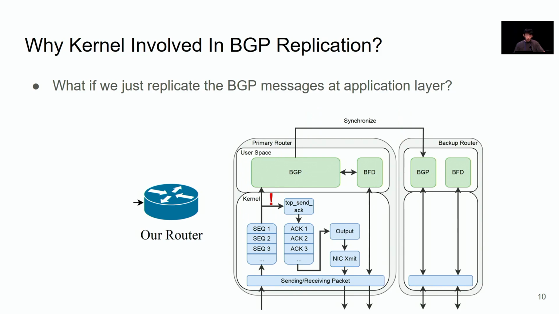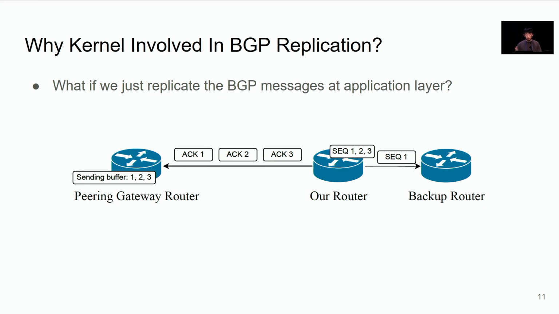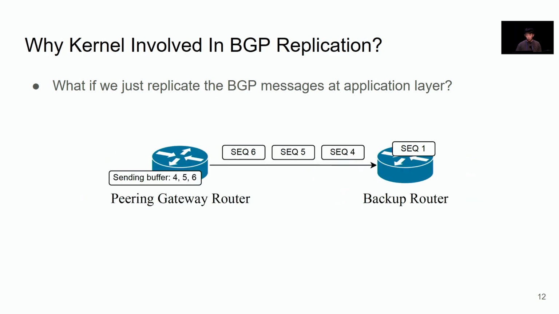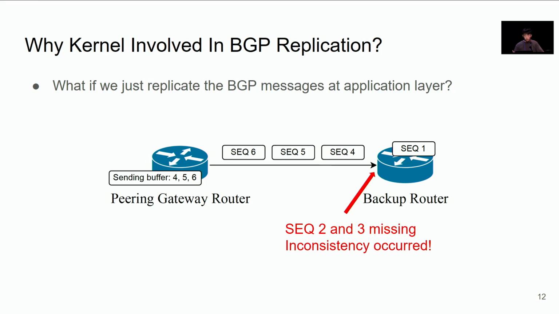However, in the meantime, the kernel will create acknowledgement packets for these received packets and send them back to the peering router. And this might happen. Our router has acknowledged all the packets. However, the synchronization has only just started. So if our router goes down at this time, the backup router will take over the session. However, the peering router has received all the acknowledgements, so it has cleared its sending buffer, and it's sending something new. So packets 2 and 3 are missing forever, and some inconsistency occurred.